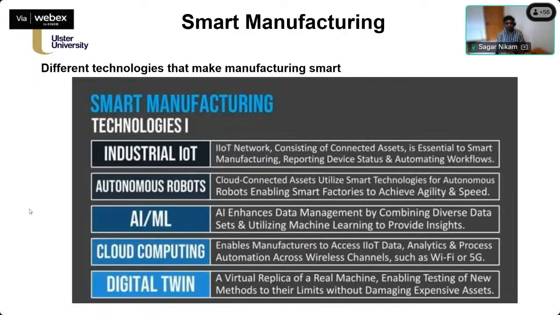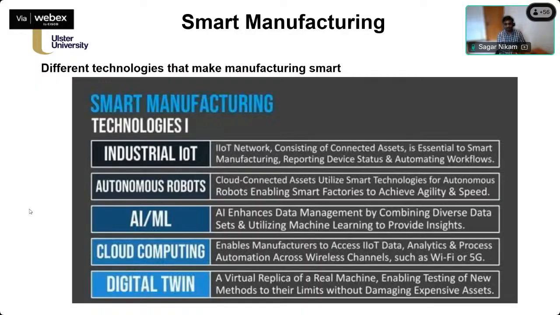One is what we call industrial IoT, Internet of Things. If we are mounting any kind of internet device on any industrial object or physical machine in the industry, we call it industrial IoT. Or it could be autonomous robots, where the robots are enabling smart factories to achieve agility and speed.